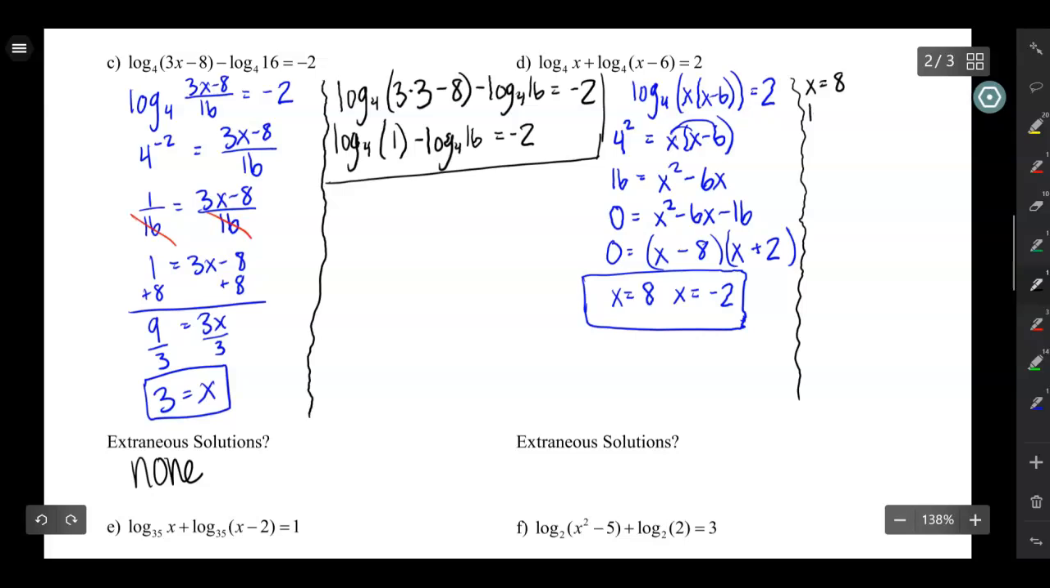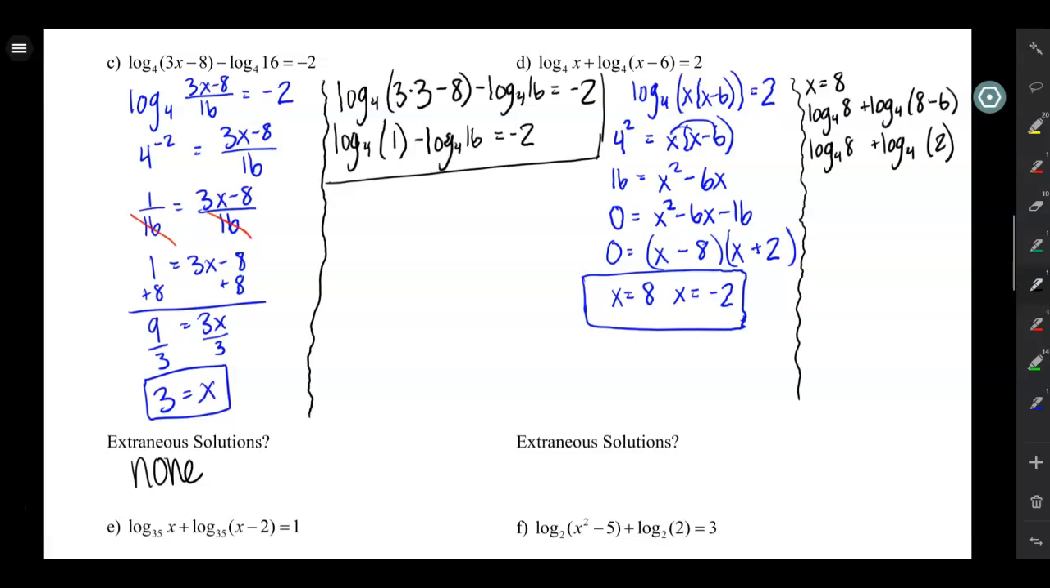Okay. I'm just going to plug this into the left side of the equation, just for sake of space. So log base 4 of 8 plus log base 4 of 2. Well, both of those are positive logarithms. So 8 is a solution to my problem.